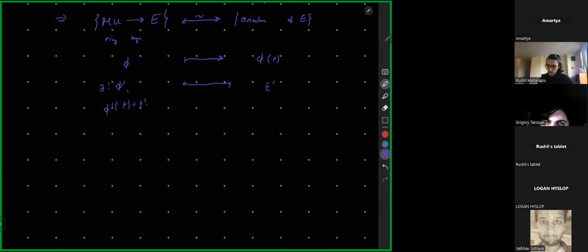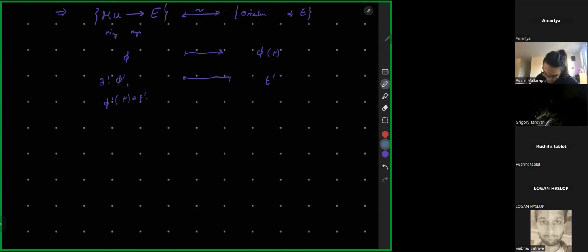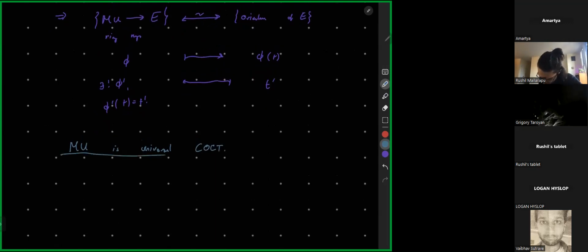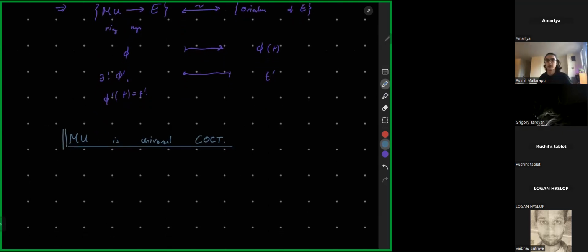So the concise way to state this is that MU is the universal complex-oriented cohomology theory. This is basically the main fact I want you to take out of this.